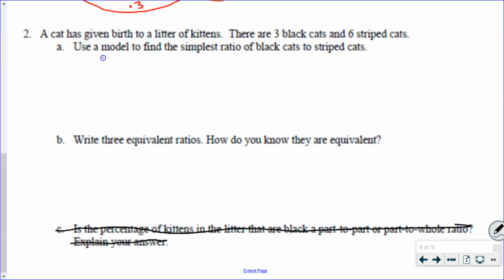Again, it says use a model. You can use any model you want. I'm going to show my work using a certain model, but you guys can use a double number line or a tape diagram. Work with your groups, answer parts A and B. Online learners, pause the video and answer parts A and B.